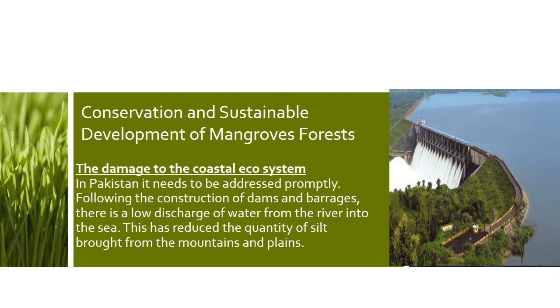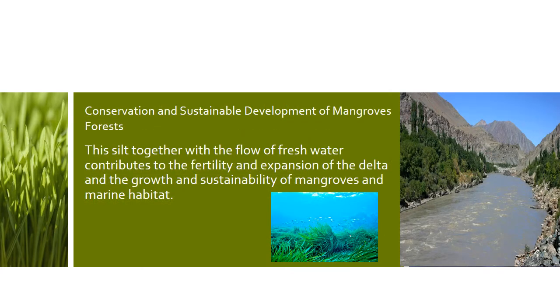The damage to the coastal ecosystem. In Pakistan, the damage to the coastal ecosystem is a major concern nowadays because we have constructed dams and barrages upstream, and that is resulting in low discharge of water from the rivers into the sea, like the Indus River. This has reduced the quantity of silt brought from the mountains and plains towards the Arabian Sea. So this silt, together with the flow of fresh water, contributes to the fertility and expansion of the delta and the growth and sustainability of mangroves and marine habitat. So we need to address this issue on very serious grounds.